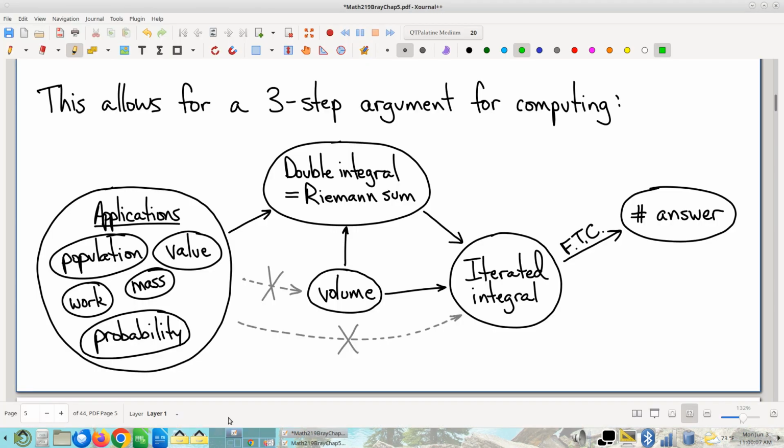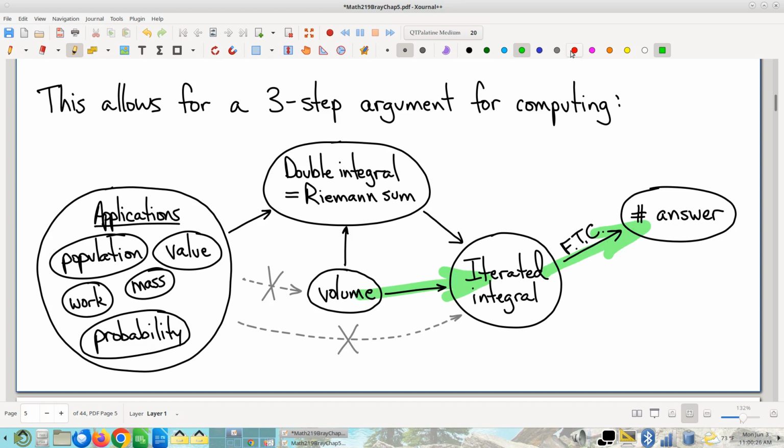Okay, so here's where we were last time. We made several arguments addressing similar questions, and just as a quick summary, we started off with the volume question. How do you compute volume? We came up with an iterated integral that you then crank with the fundamental theorem. That was our first thing.